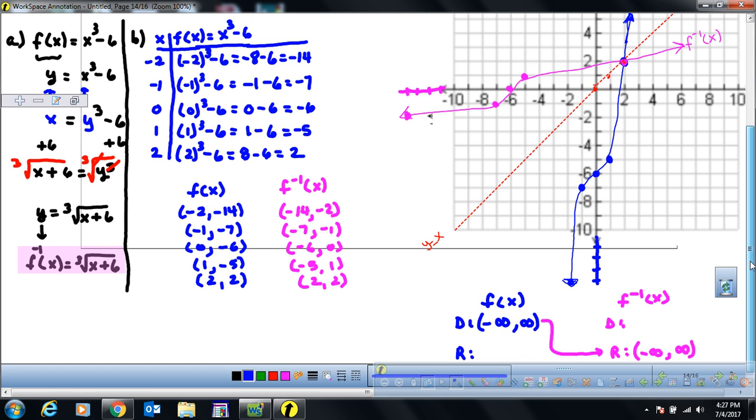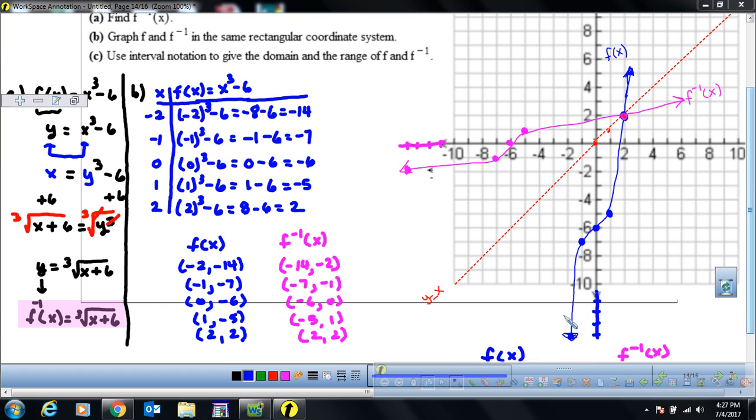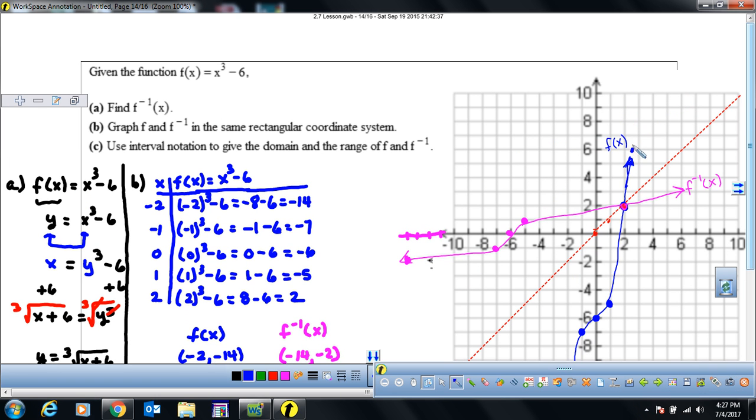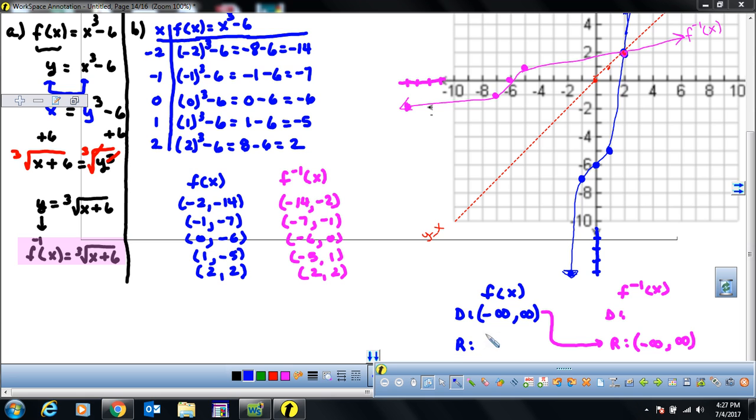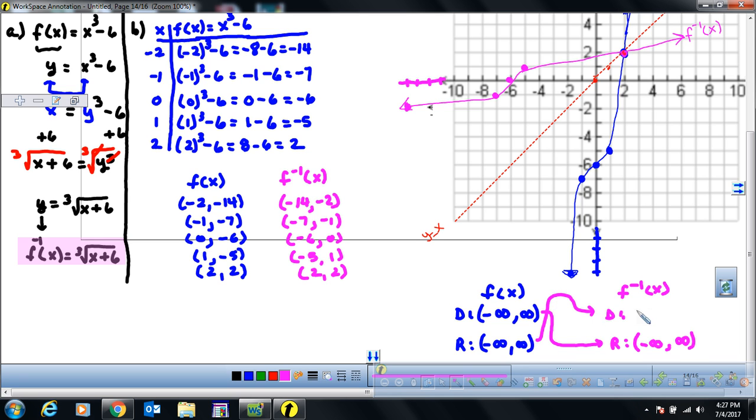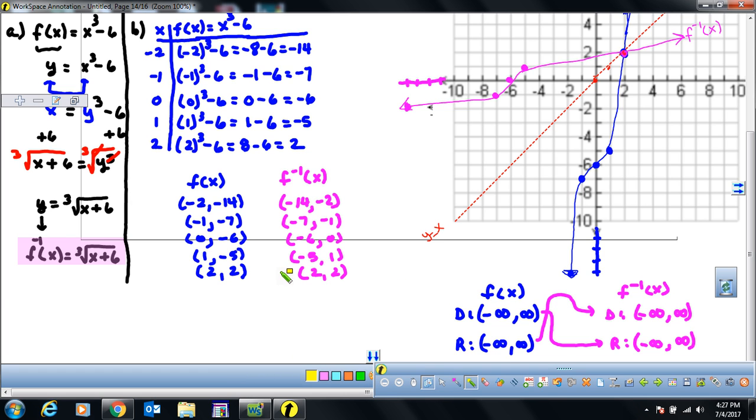Now, let's find the range of f of x. This graph keeps going all the way down, which means it goes all the way to -infinity on the bottom. And this graph also keeps going all the way up right here. So that means it's going to go all the way to +infinity at the top. So what does that mean? That the range is also any number from -infinity to +infinity. And since the range of f of x is from -infinity to +infinity, that also means that the domain of its inverse is the same as the range of f of x, which is -infinity to +infinity.